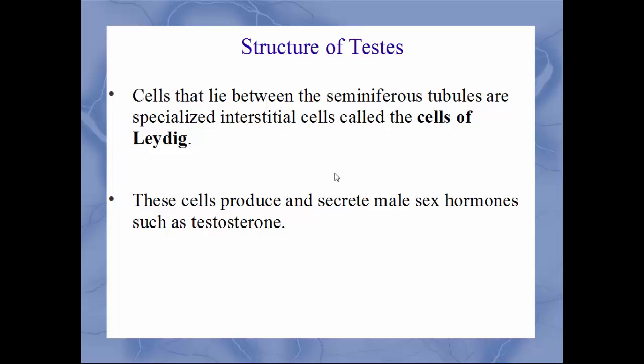All right. The cells that lie in between these tubules are called interstitial cells, but their formal name is the cells of Leydig. And these cells of Leydig will produce male hormones like testosterone to help those sperm cells mature and develop.